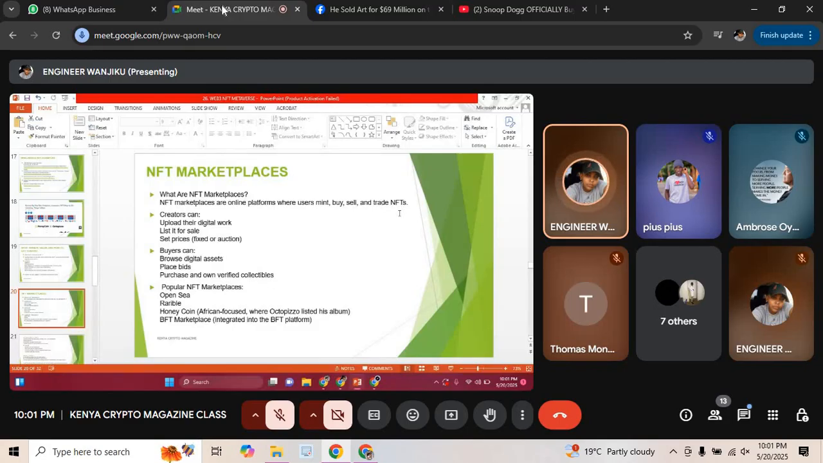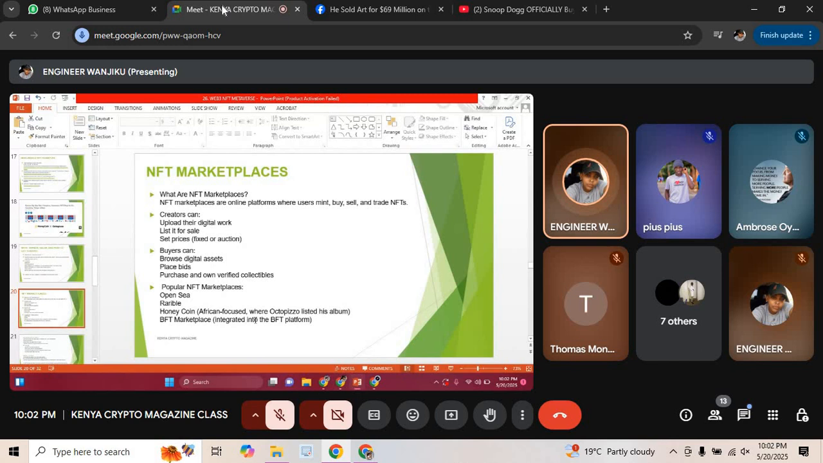So creators can upload their digital work on the NFT marketplaces. They can list it for sale, and they can set fixed prices or auction prices. Buyers in return can do what? Browse digital assets, place bids, or purchase and own verified collectibles.